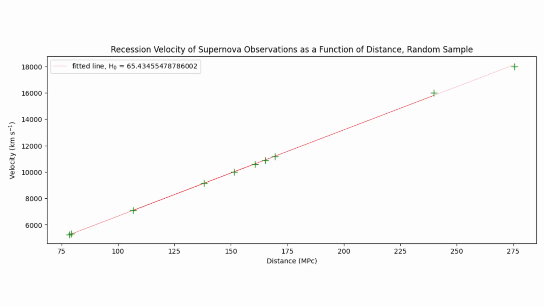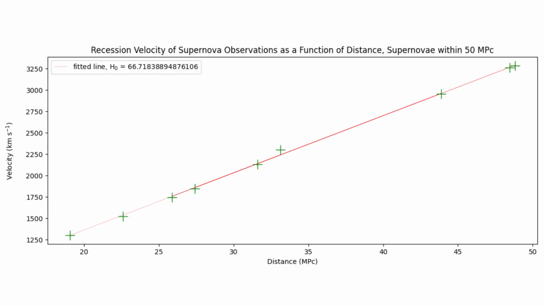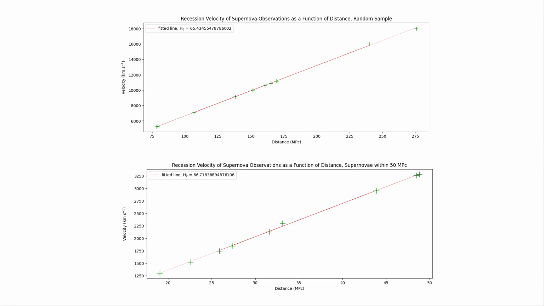This analysis was repeated for a random sample of 10 observations, and then for a localized sample of observations within 50 megaparsecs, which corresponded to events from up to 163 million years ago. These varied samples were taken due to the expected temporal locality of H0. If there was a discrepancy in the value of H0 calculated from the local sample and the random sample, but there was a similar linearity in the two datasets, this would greatly support the proposed hypothesis of temporal locality.